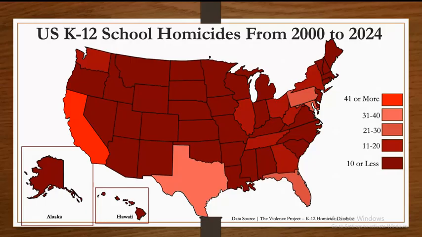For our first visualization, this is the map of the USA, where each state is divided by the total number of school homicides between kindergarten to high schools from the year 2000 to 2024. As you can see, most states are in the low ranges, 10 or less. However, states like California are 49, followed closely by Texas, Pennsylvania, and Florida.